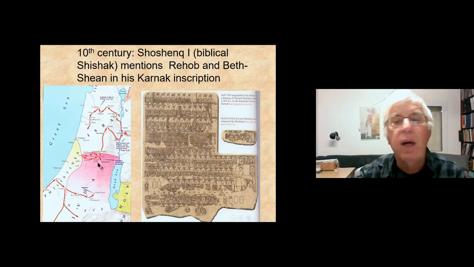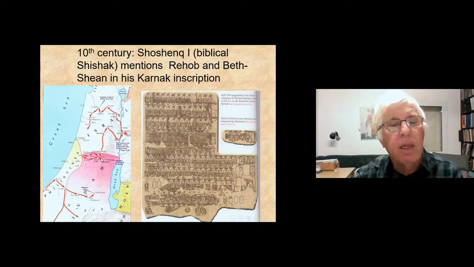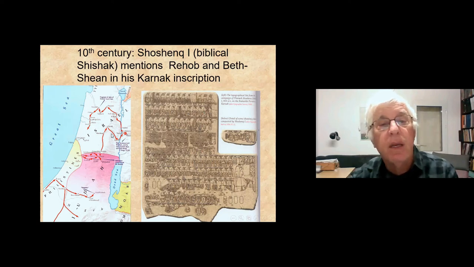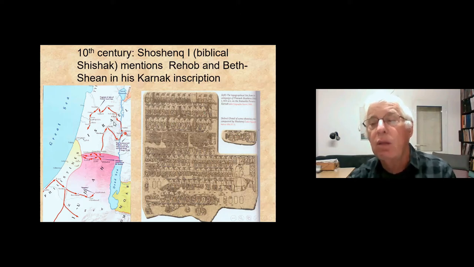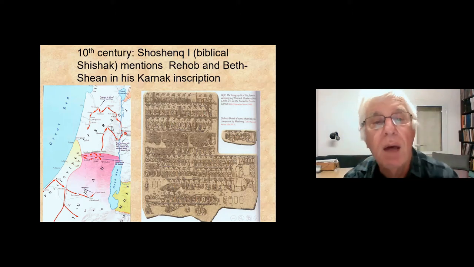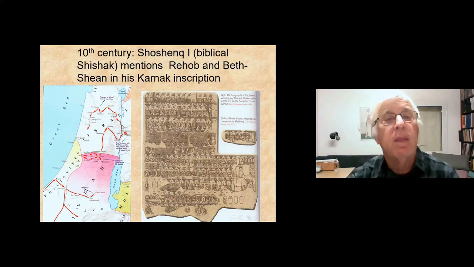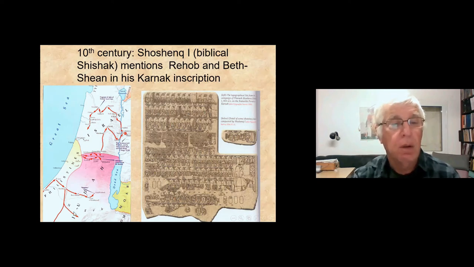There were two parts to this raid, the northern one, going all the way near Jerusalem, crossing the central mountains, that means the heartland of Israel, going down to the Jordan Valley. He mentions several places here in the Jordan Valley, and then he mentions Rehov and Beth Shean. The two sites that I mentioned in this lecture are mentioned in this inscription. And then he continues to Megiddo, he mentions Taanach, Megiddo, and returns to Egypt. There was also a southern route, which is not in our scope, to the Negev, to the desert.